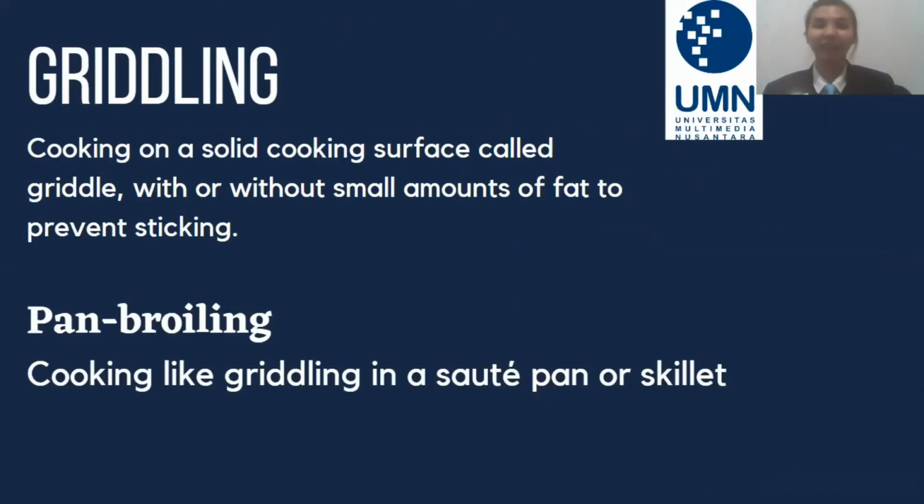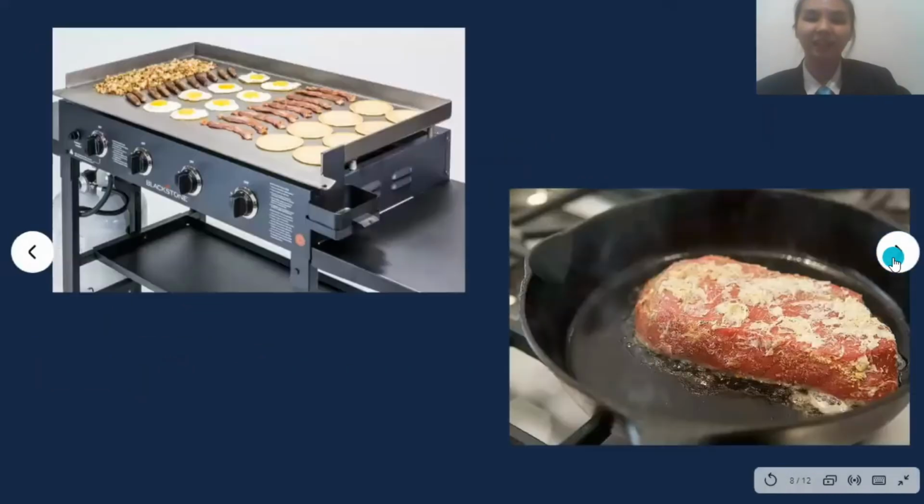And griddling is cooking on a solid cooking surface called a griddle, with or without small amounts of fat to prevent sticking. Eggs and pancakes are cooked on a griddle. And pan broiling is cooking like grilling in a salted pan or skillet. And this is the picture of griddling, and this is a pan broil.